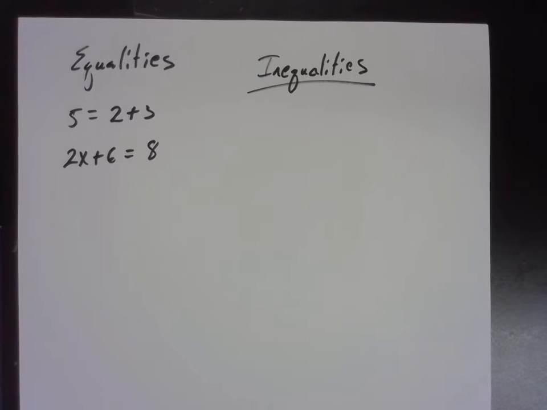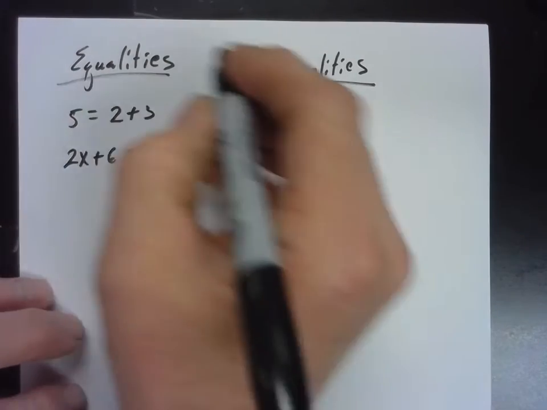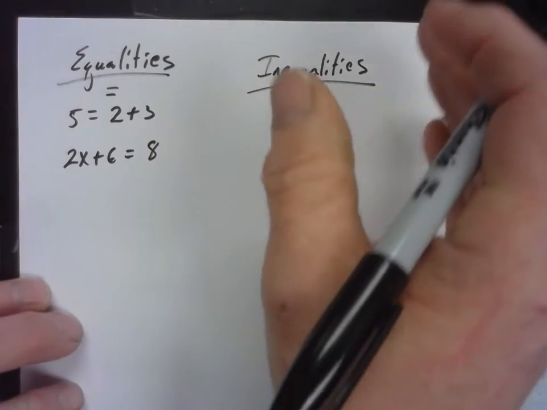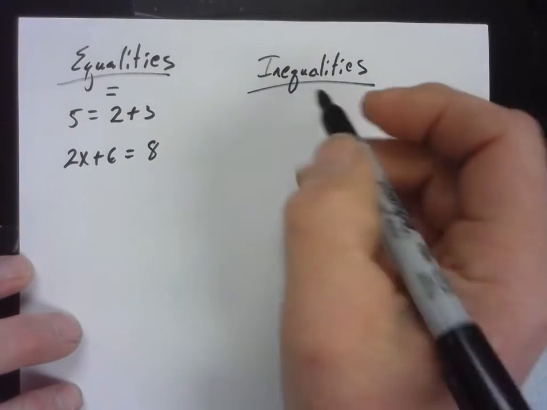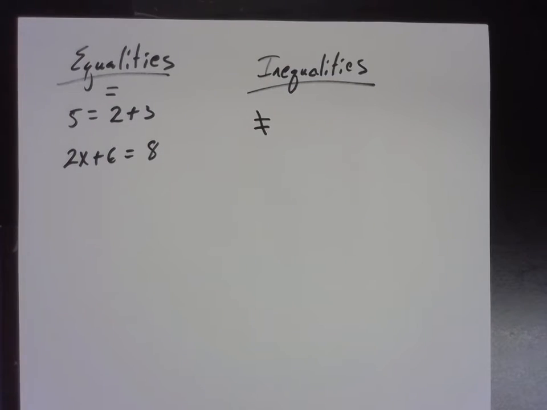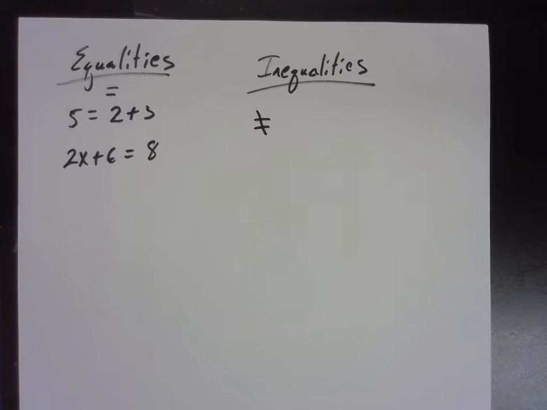Okay, so inequalities. Of course, we have a symbol of equality. You guys know what the symbol of equality is, right? That symbol. We have symbols of inequality. I guess the first one we should talk about is this one: not equal to. We don't use it that often. We rarely use that symbol because it is so unhelpful.